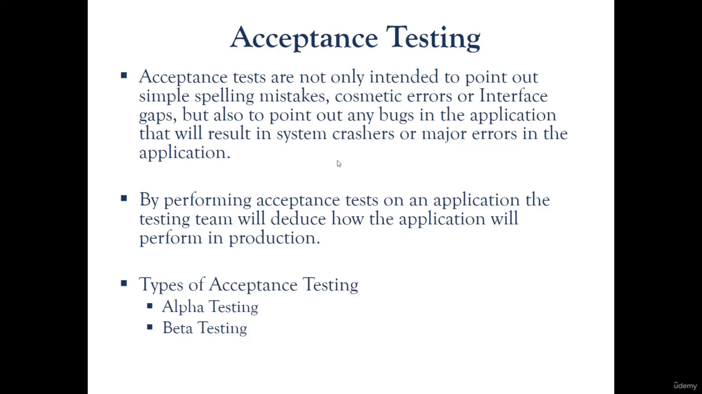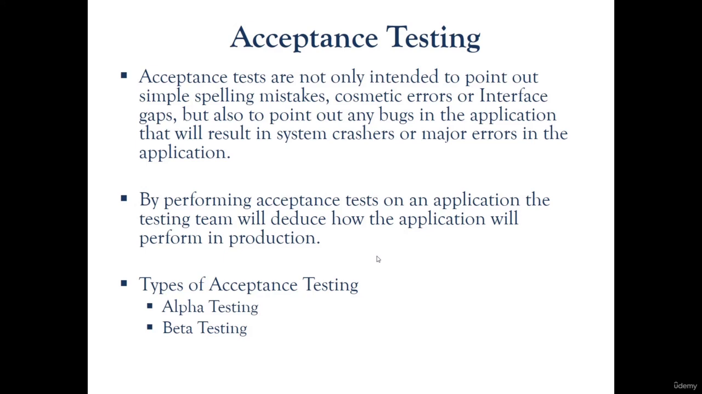errors can happen. To eliminate those errors, acceptance testing should be part of your testing activities, and by performing the acceptance test on an application, the testing team will deduce how the application will perform in production. In the production environment, there should not be any issue. Like the e-commerce website I was just showing you, on a live website the customer should easily navigate, see, and buy the product. But what if they click on a specific button to add to cart, and the add to cart functionality is not working? Then this is a bug and you need to report it.